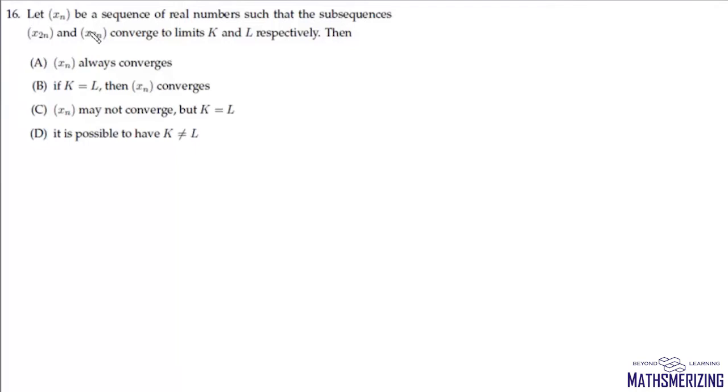Now here the question is, let xn be a sequence of real numbers such that the sequences x2n and x3n converge to limits k and l, then which of the following options is or are correct?